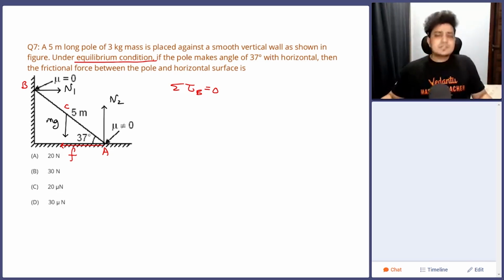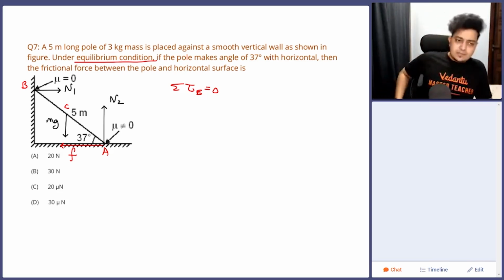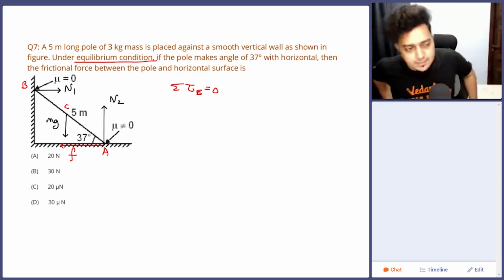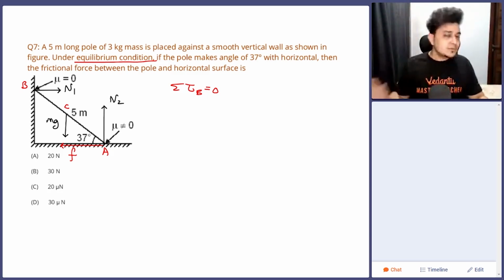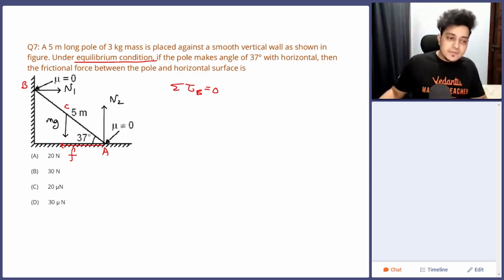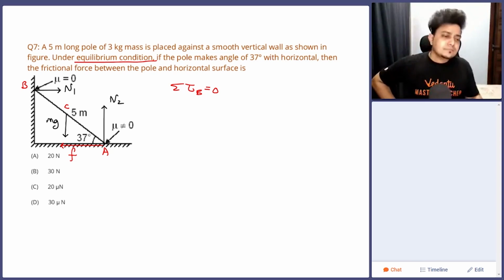So we always choose such a point. We have freedom to choose torque about any point, but torque about any point should be 0. The point may not be on the body, it may be outside the body. Still the torque should be 0. But we will use this freedom in order to reduce the calculation time. So we will select such a point through which maximum unknowns are passing.